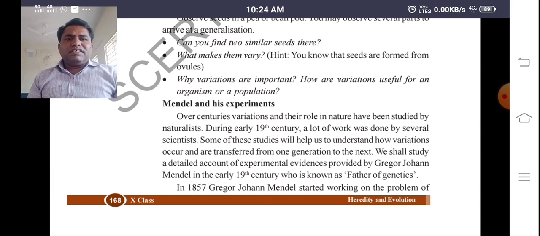Over centuries, variations and their role in nature have been studied by naturalists. During the early 19th century, a lot of work was done by several scientists.